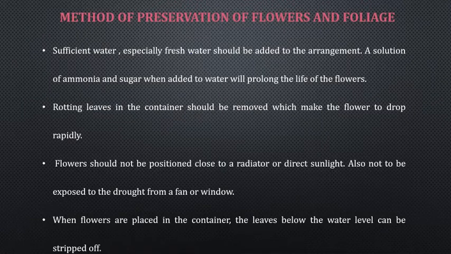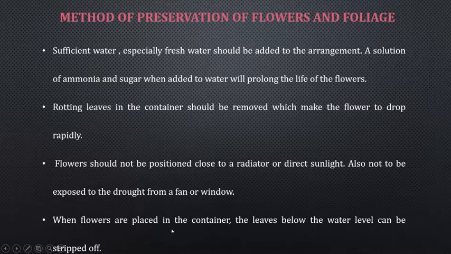Then rotting leaves. Rotting leaves sometimes cause infection to the other flowers in the group, so we need to remove such leaves from the container. Next, flowers should not be positioned close to a radiator or in direct sunlight. Also they should not be exposed to a draught from a fan or window. Otherwise soon it looks tired, and the flowers will lose their fresh look.